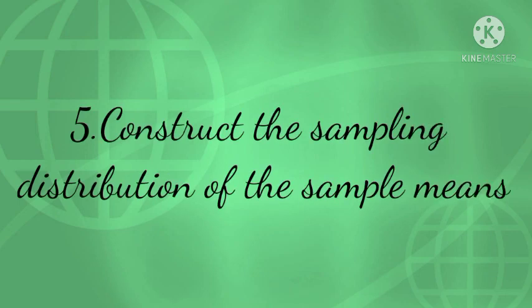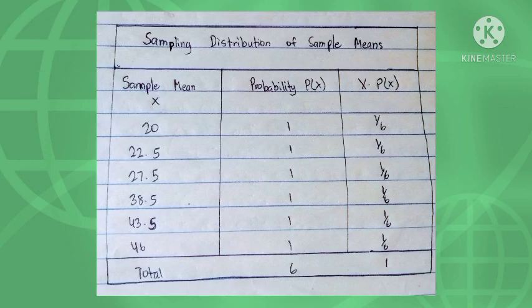Step 5. Construct the sampling distribution of sample means. So, we have this table of the sampling distribution of sample means. Our sample means are 20, 22.5, 27.5, 38.5, 43.5, and 46. The probability of the sample means that we have gathered is equal to 1. If we add the probabilities together, the result is equal to 6. On the third row, we are going to determine the probability of our sample means out of 6, and we can get the answer 1.